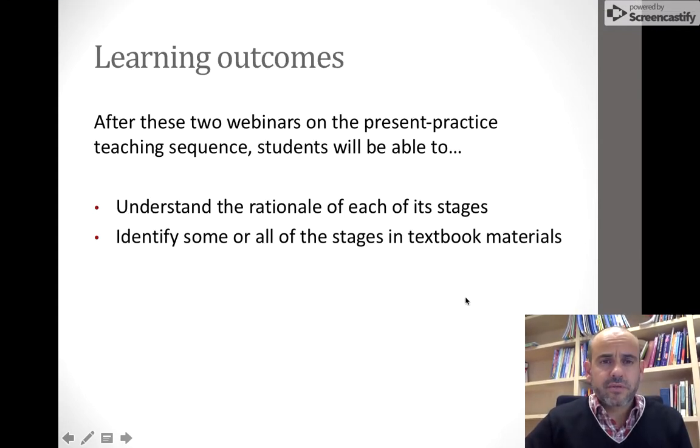Learning outcomes are as follows. Firstly, we want to understand the rationale of the stages of the present and practice teaching sequence. And secondly, we are going to do some analysis of textbook materials, and we will be trying to identify these stages on textbook pages.